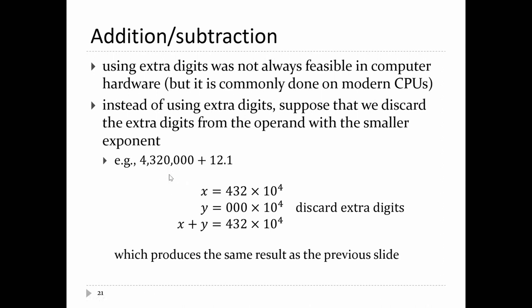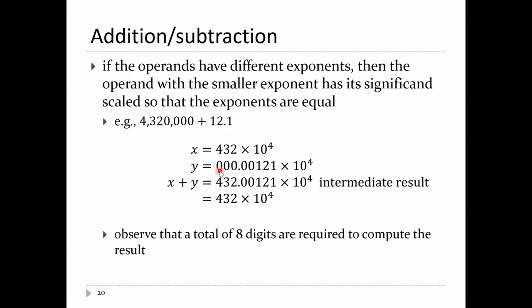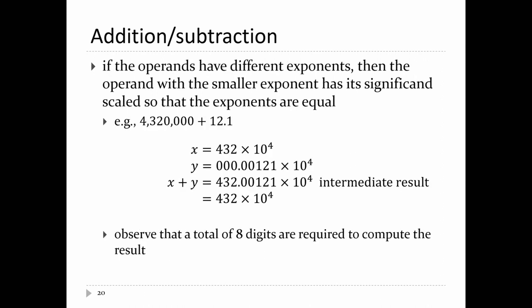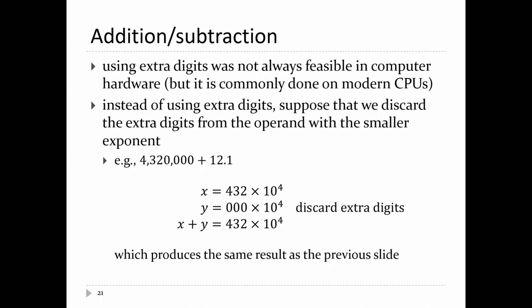So now if I compute this sum, and I don't have any extra digits to work with, y becomes 0 times 10 to the 4, because I can't write that down. I don't have those digits after the decimal point. And so now you end up computing the sum and you get 432 times 10 to the 4. So that's the same as the previous slide. So it looks like maybe there's not a problem here. Even though I got rid of the extra digits, I still had the same result as if I kept those extra digits. Of course, the final answer is still wrong, or still not exact. But it looks like it may not cause any problems.